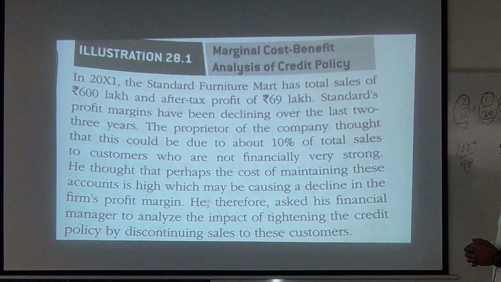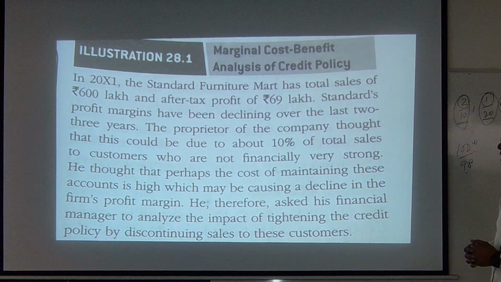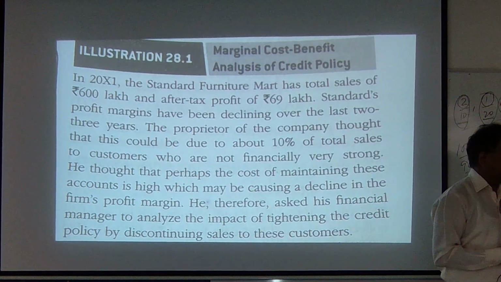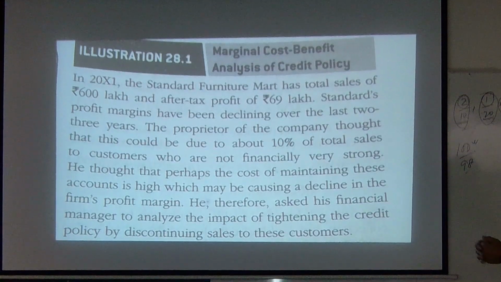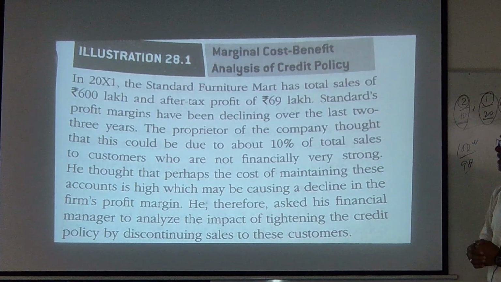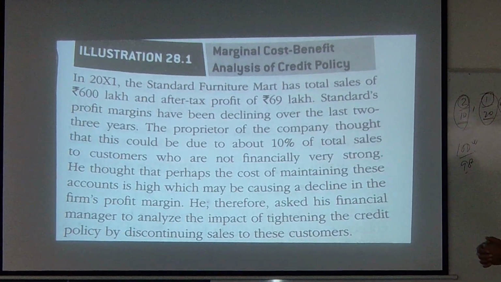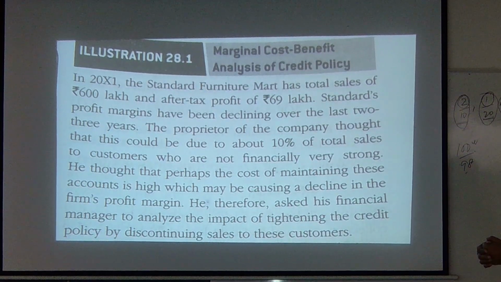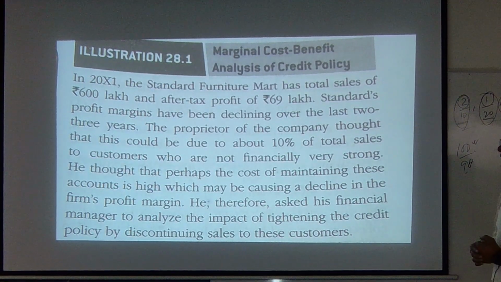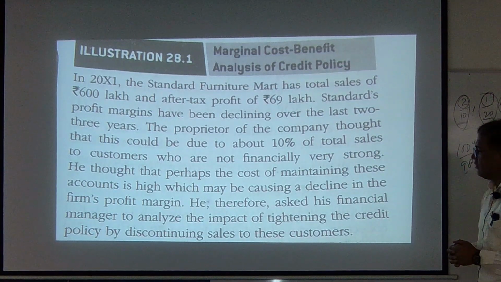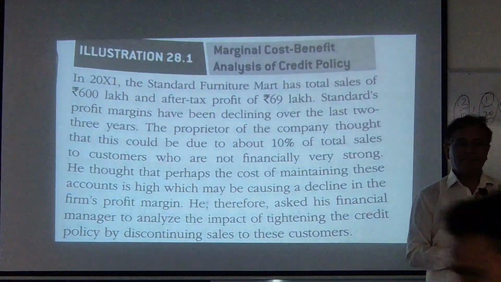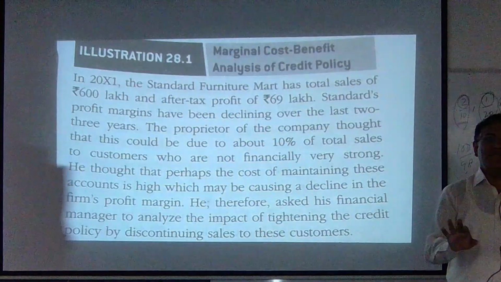The proprietor of the company thought that this could be due to about 10% of the total sales to customers who are not financially very strong. He thought that perhaps the cost of maintaining these accounts is high, which may be causing a decline in the firm's profit margin. He therefore asked his financial manager to analyze the impact of tightening the credit policy by discontinuing sales to these customers. Question is complete.